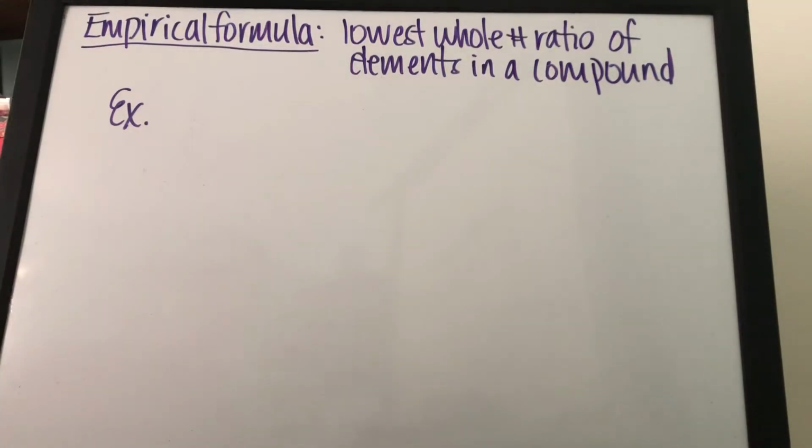This is a review video on empirical and molecular formulas. So we'll start with empirical first. The definition of an empirical formula is the lowest whole number ratio of elements in a compound. So we'll go over a few examples.